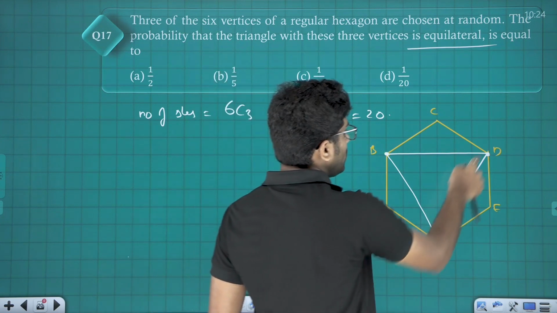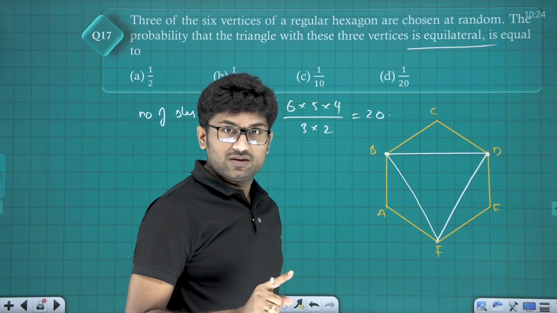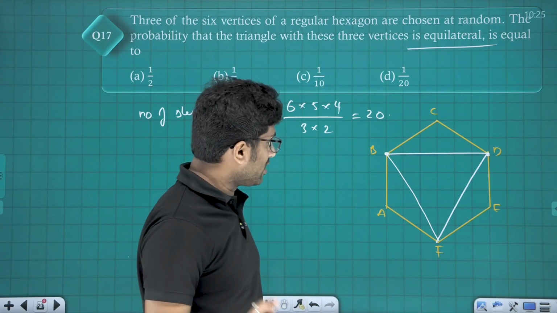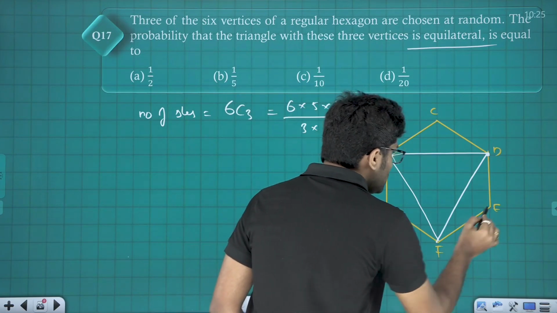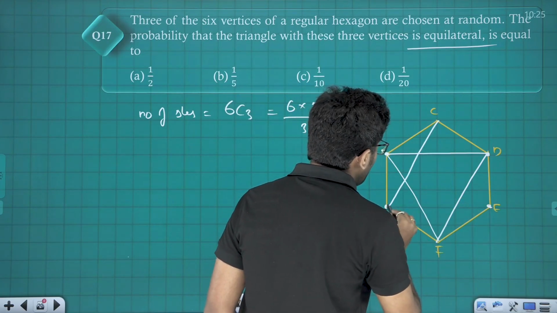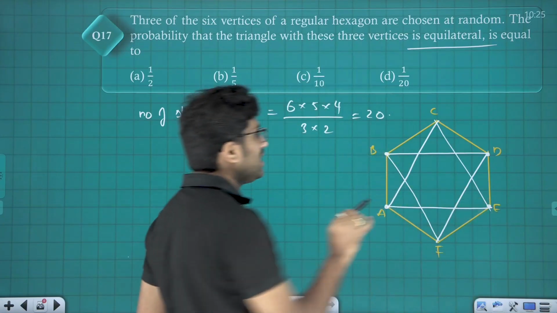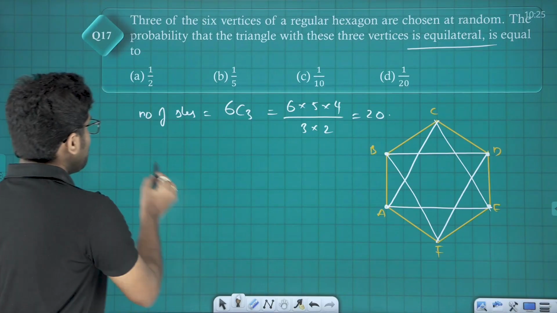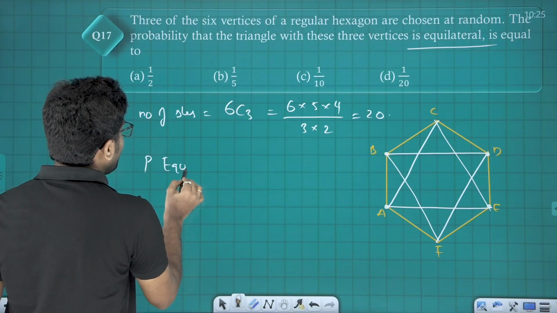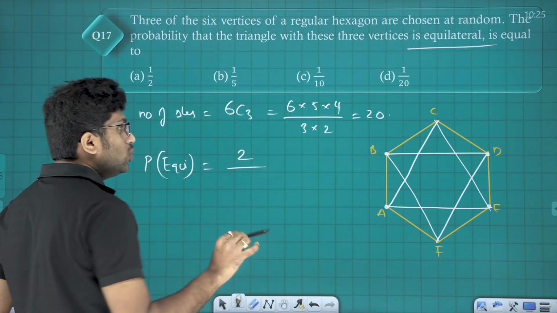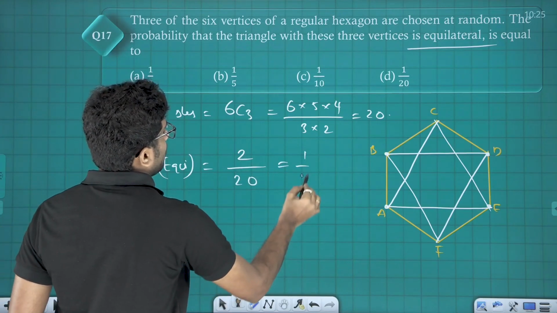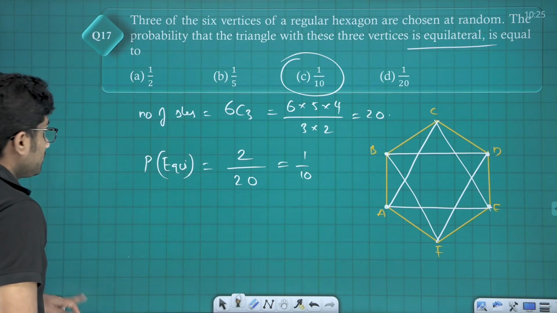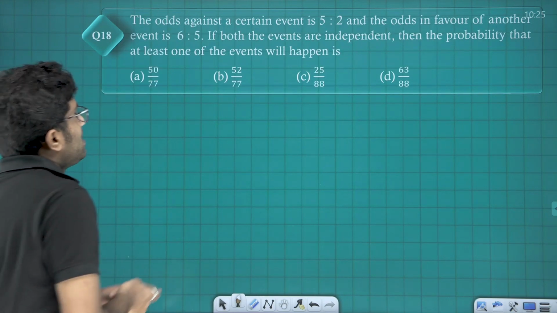Because BF is equal to FD is equal to BD. Next, if we choose A, E and C, that is one more equilateral triangle. So out of the 20 triangles which are formed, only these two will be equilateral. So the probability of getting an equilateral triangle will be 2 by the total of 20, which is 1 by 10. Answer is 1 by 10. Clear? Next question. The odds against an event.